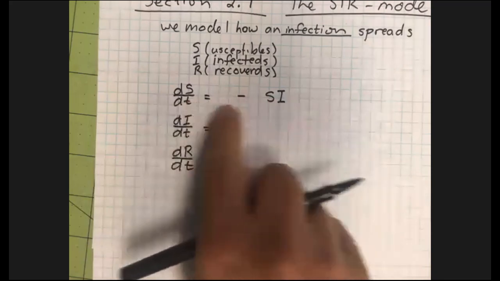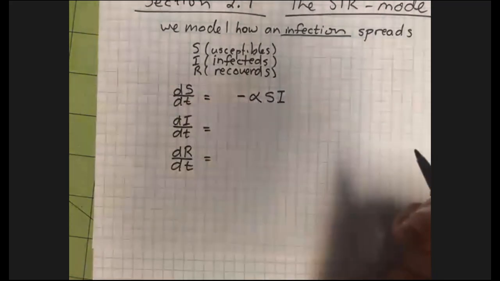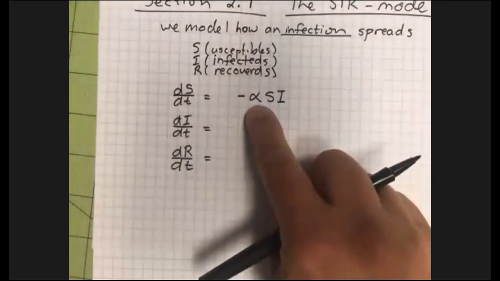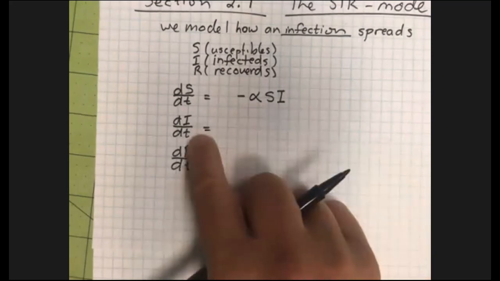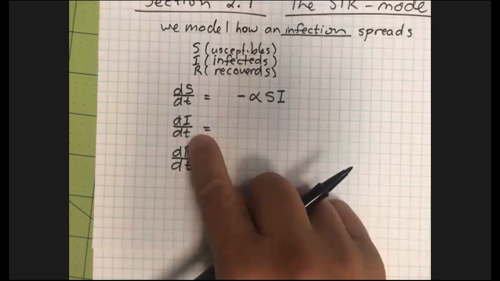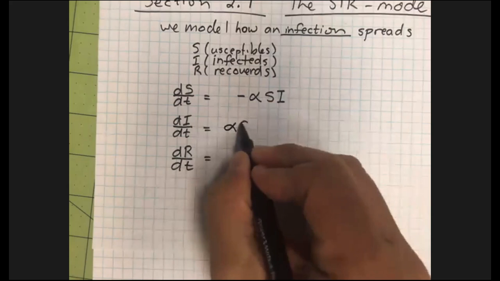How quickly does it move them? We don't know. That becomes alpha. That's like the speed, that's a parameter that measures how fast this stuff spreads. Now let's look at the infected population. They are both gaining people and losing people. They are gaining all these people that came from the susceptible box.